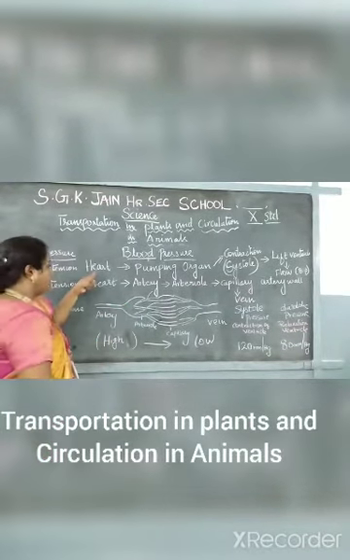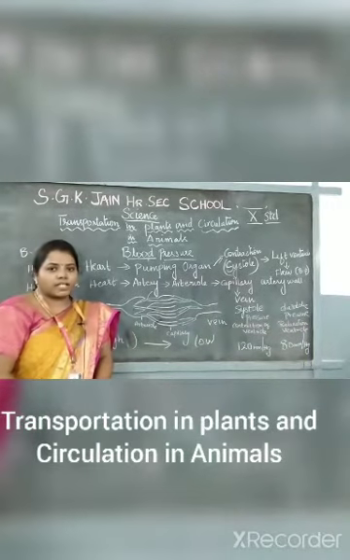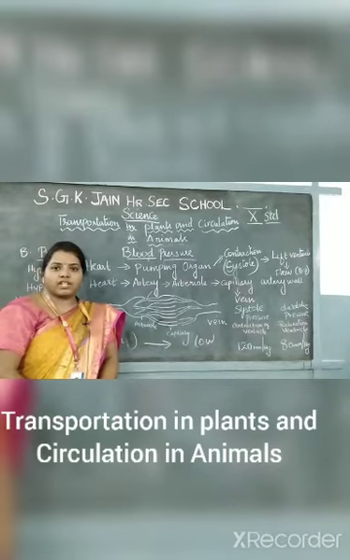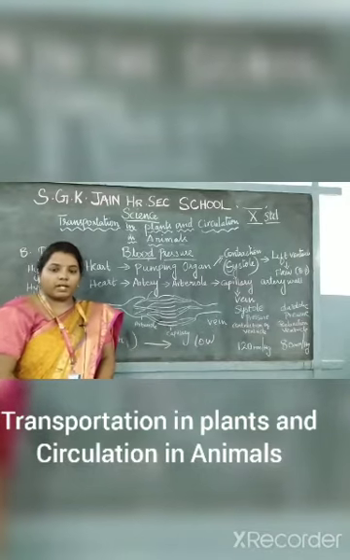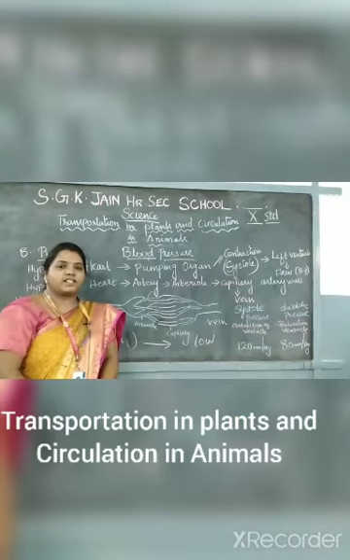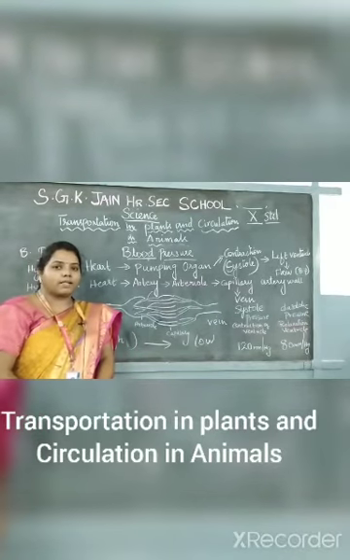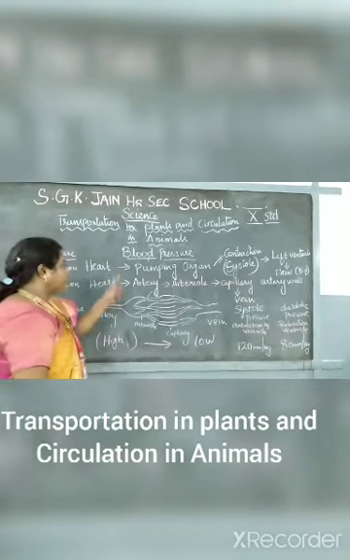So we know that the heart is a pumping organ. It pumps both oxygenated as well as deoxygenated blood. Oxygenated blood means the blood which contains oxygen. Deoxygenated blood means the blood which contains carbon dioxide. So the heart is a pumping organ which pumps both the oxygenated as well as the deoxygenated blood.